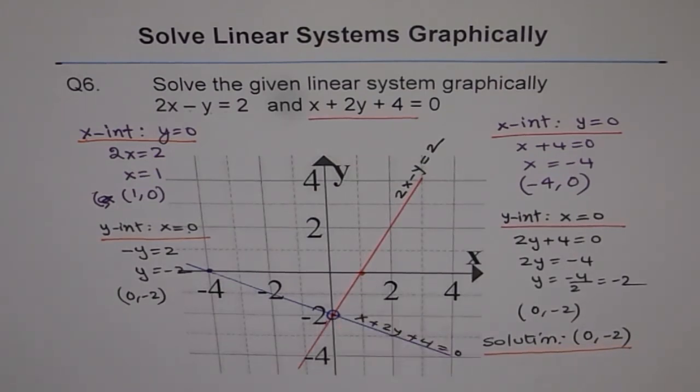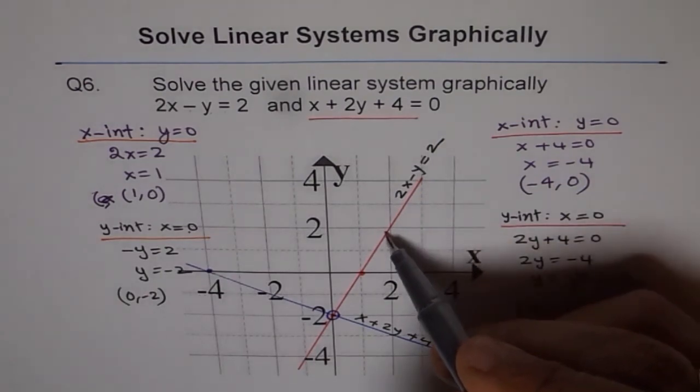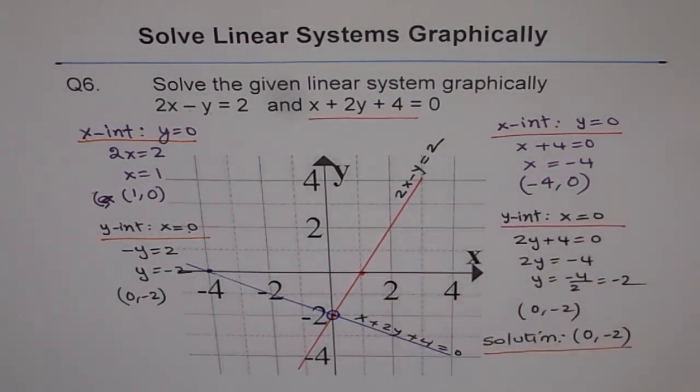So that is how we get the solution of our linear system, a point where both the lines intersect. Well, there could be cases when the lines are parallel. In that case, they won't intersect at all. And there could be a case where the lines are overlapping, right? In that case, they intersect at each and every point.